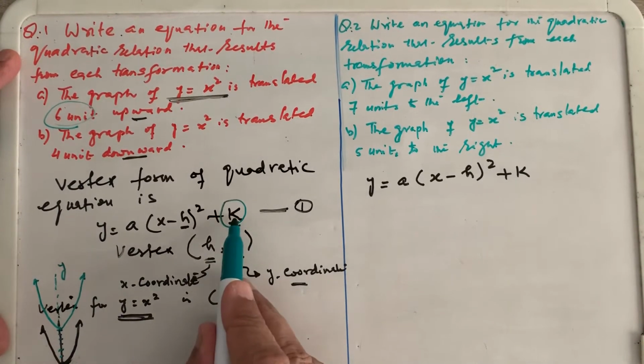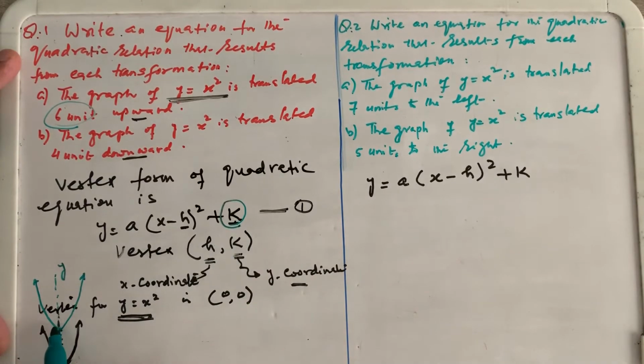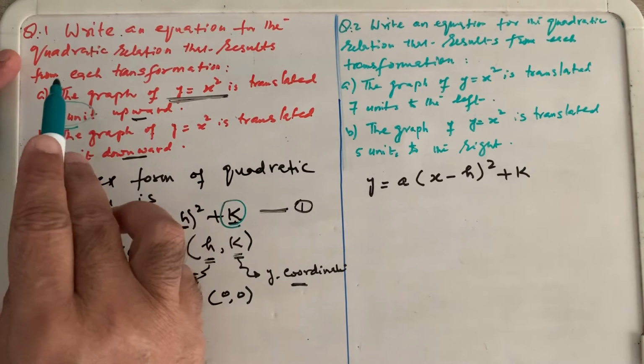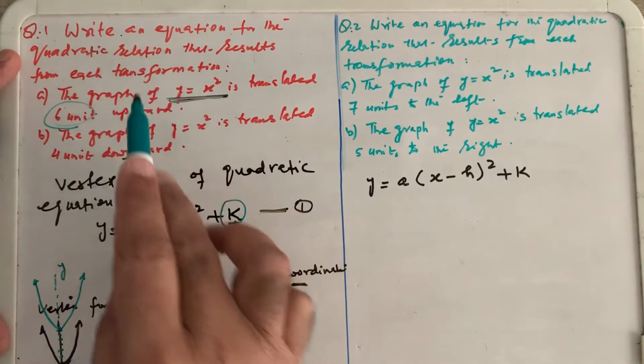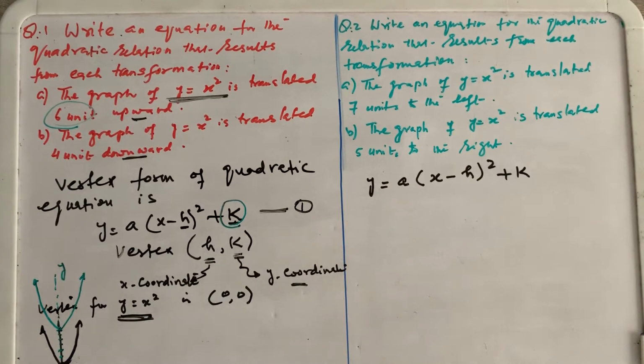So where is my k value here? I can write the equation for this curve, right? Write down the result from each transformation, quadratic relation. You have to write an equation. What is the equation of this, right?